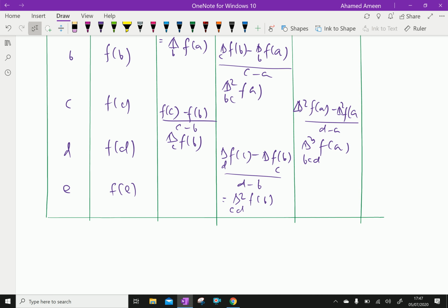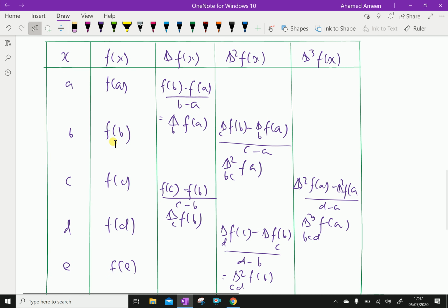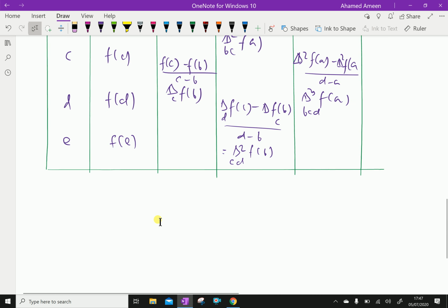After using this table, we can use some real values of a, b, c, d, e and f of a, f of b. We can understand this table clearly in the next videos.